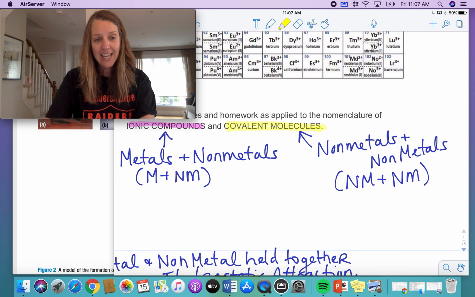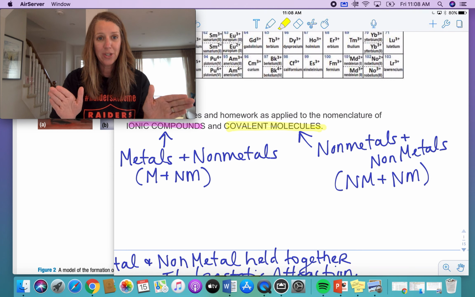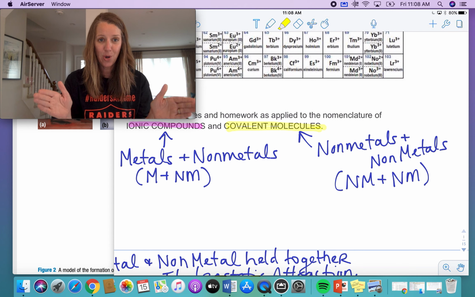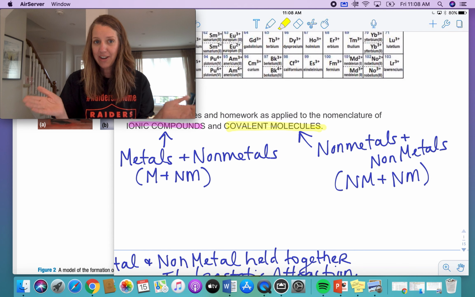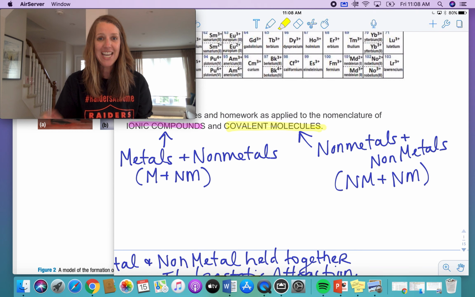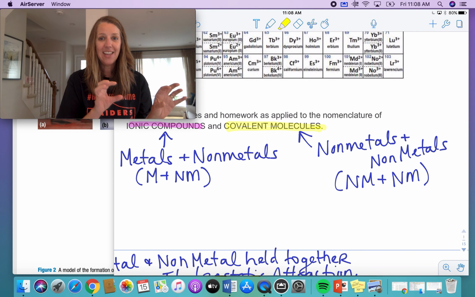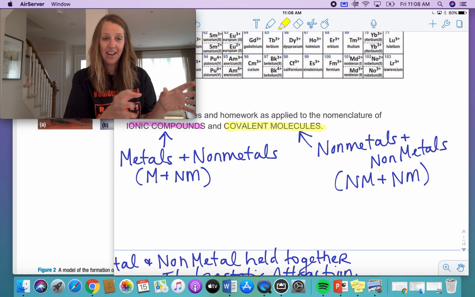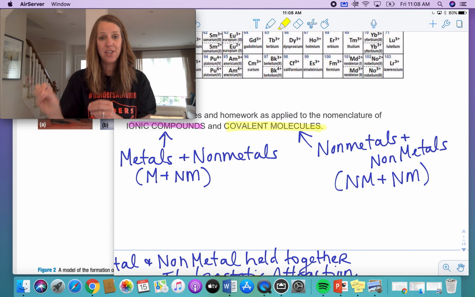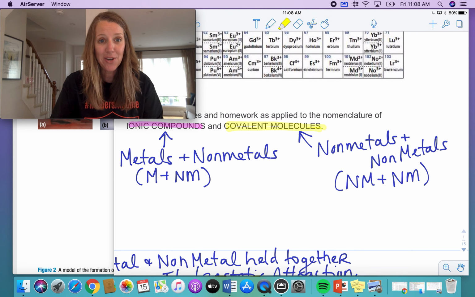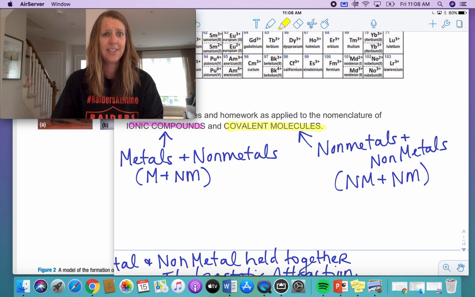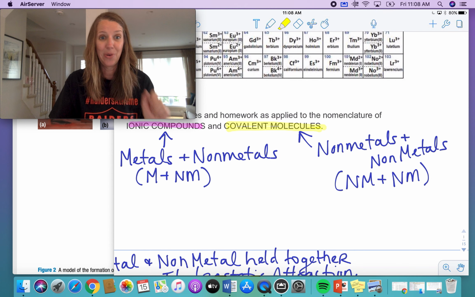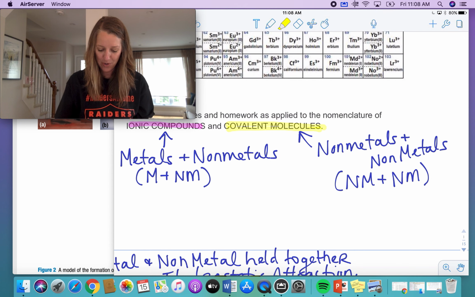So when you're looking at doing all of the naming rules for this whole unit on nomenclature, all you have to do first of all is identify: are the elements that make up the compound metals and non-metals together? That's ionic. Or are they non-metals and non-metals? And just so that you know, metals and metals never come together to make compounds. You don't have calcium calcide or magnesium. That doesn't work, okay? So it's either ionic or covalent, and we're going to do the ionic ones first.